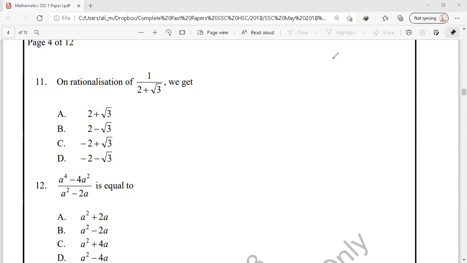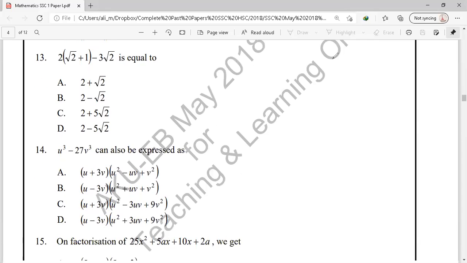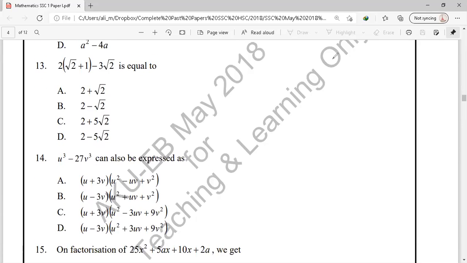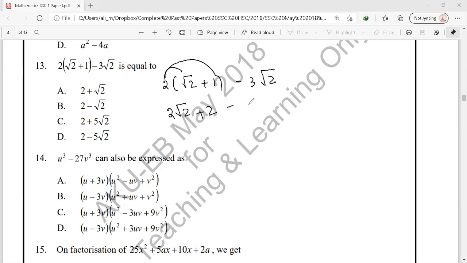Let's come to question number 13 and 14. In question number 13, we have to simplify this expression 2 into (square root 2 plus 1) minus 3 square root 2. So 2 into square root 2 will become 2 root 2, and 2 multiplied by 1 will be equals to 2, minus 3 root 2. सो दीज आर दी लाइक टर्म्स. इसके हम सिंप्लीफाई कर देते हैं.